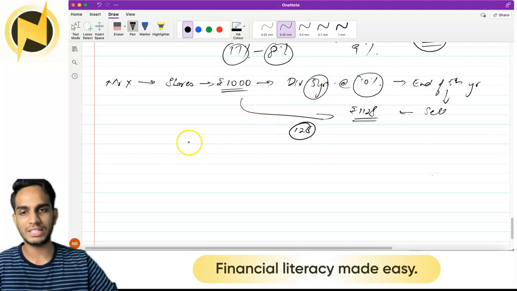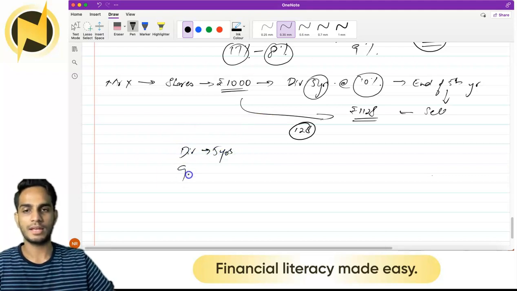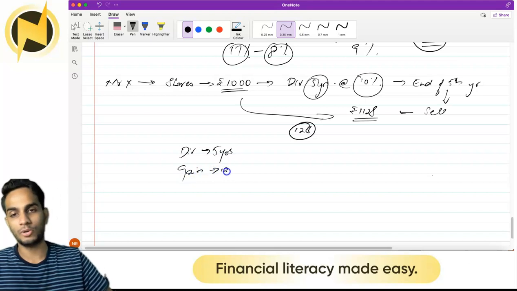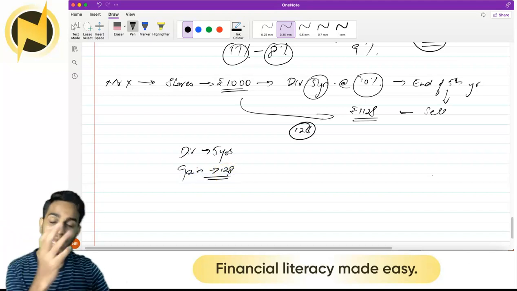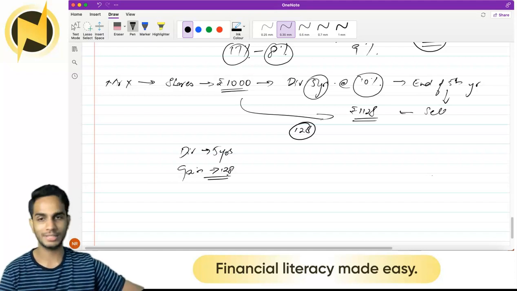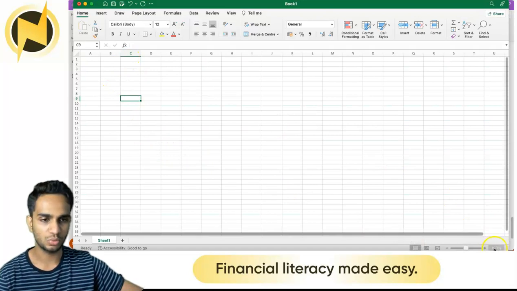So what is our realized yield? Dividend for 5 years and gain of 128 rupees. Correct. Now, how do you calculate this? That I'll show using an Excel table. Let's create a table. Let's zoom this in a bit.